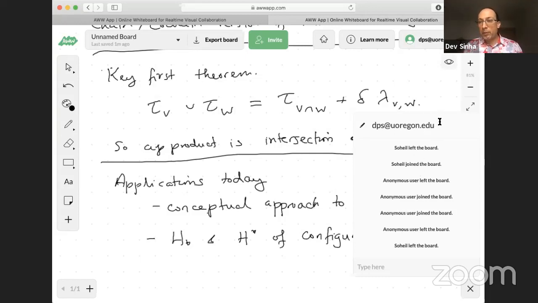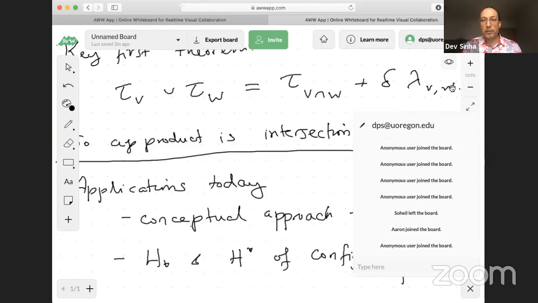The first theorem holds for any W. Well, let me, let's look and see what I labeled as the first theorem.